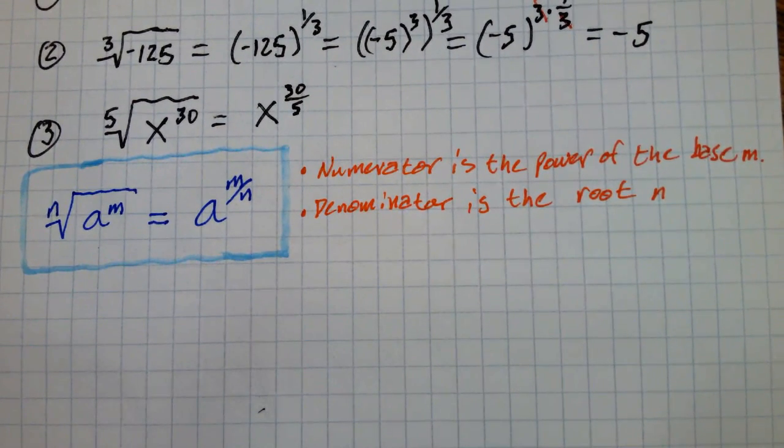Wow. Did that help us though? Can I do anything with 30/5? Simplify that, right? You see a fraction. Doesn't matter if it's an exponent. If we can simplify it, simplify it. What's 30 divided by 5? So what's my final answer? x to the 6th power.